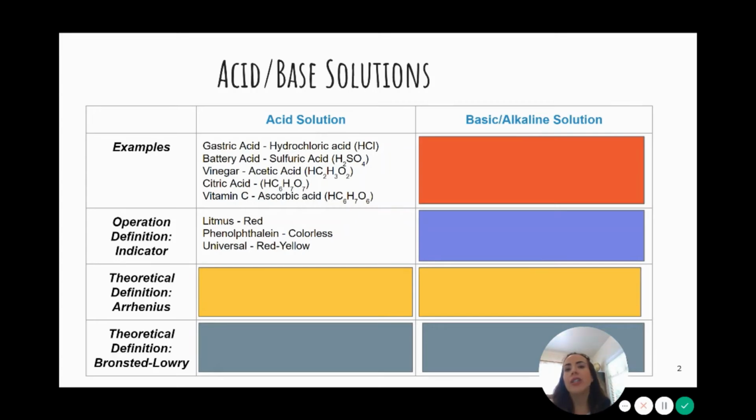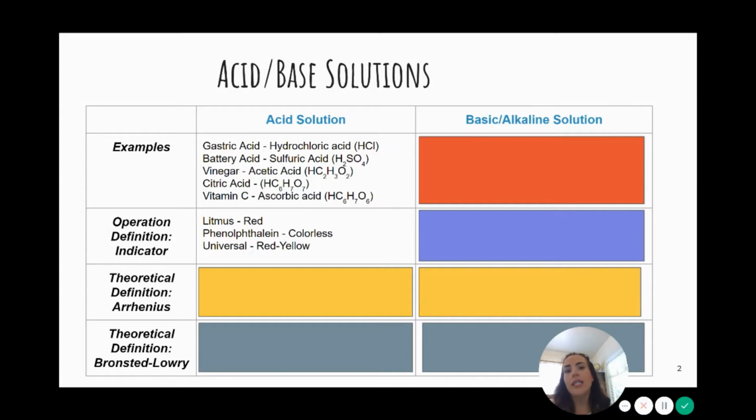Now, how would I know a substance is an acid or a base? There are a couple different ways that we can do this. There is a piece of paper called litmus paper, and what you can do with that strip of paper is dip it into a solution, and depending on the color that it turns, you can identify if this solution is acidic or basic. So if I were to dip litmus paper in an acidic solution, it would actually turn red.